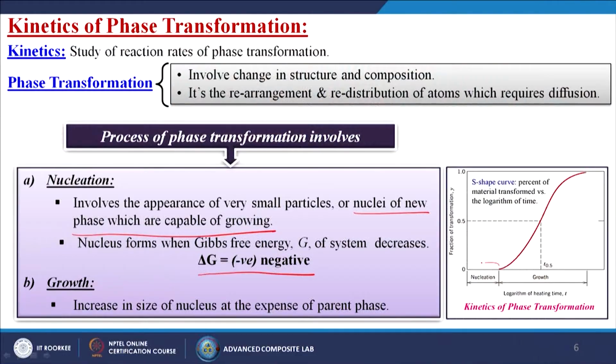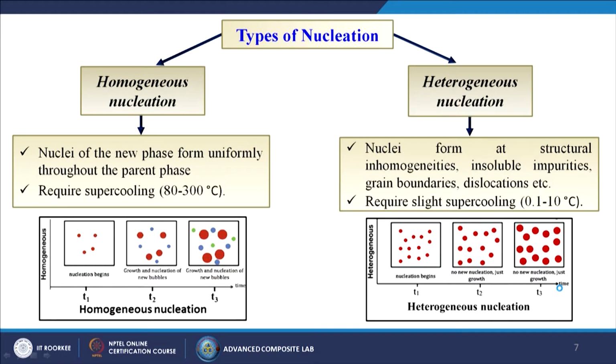Here this is known as nucleation, and then after that the growth has started tremendously, and this is the graph of fraction of transformation versus logarithm of heating time. Now, there are two types of nucleation, one is called homogeneous nucleation, another is called heterogeneous nucleation. What is homogeneous nucleation? First I will tell you the theory. Nuclei of the new phase form uniformly throughout the parent phase, and require supercooling of 80 to 300 degrees centigrade.